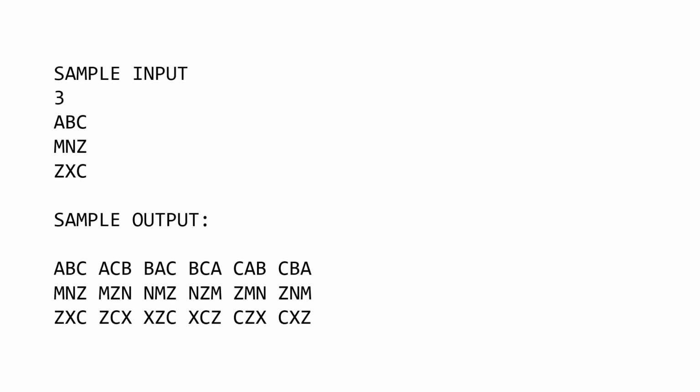So what the sample input says is we provide an integer t, in this case it's 3, and then we provide 3 different strings for which we have the sample output in the form given below.